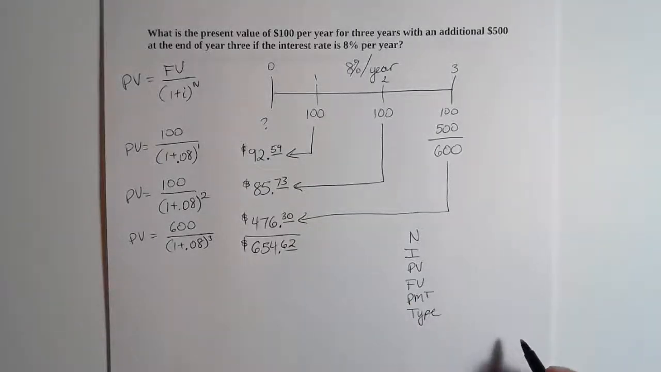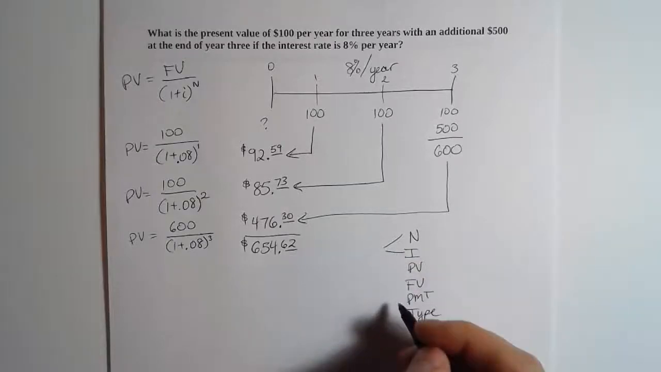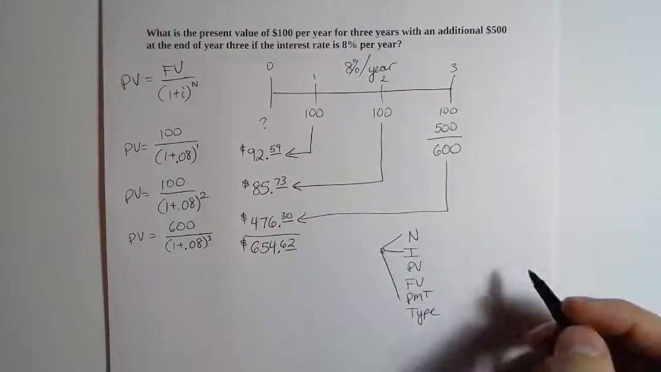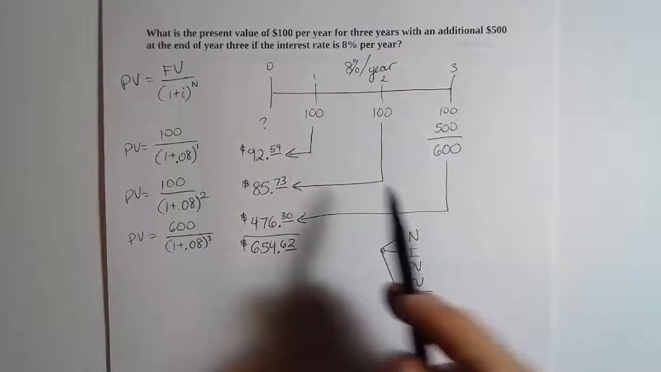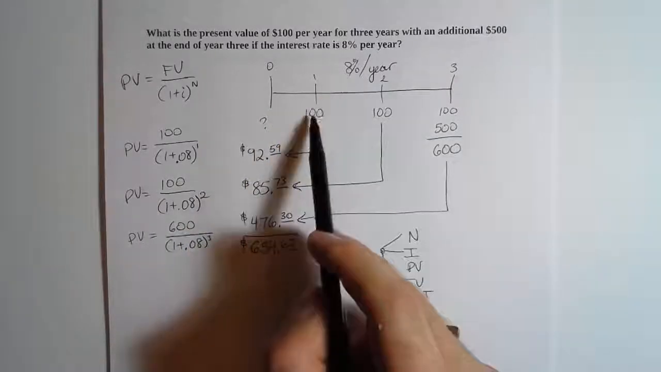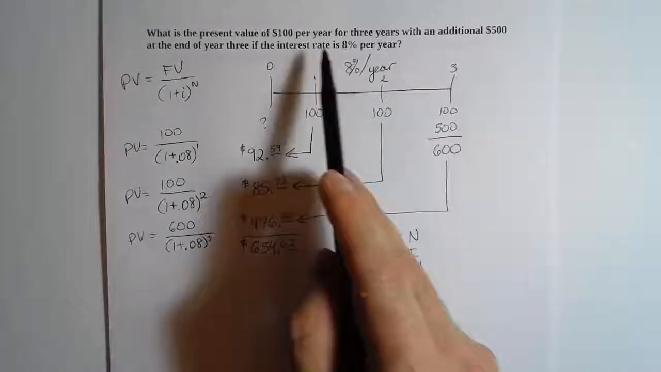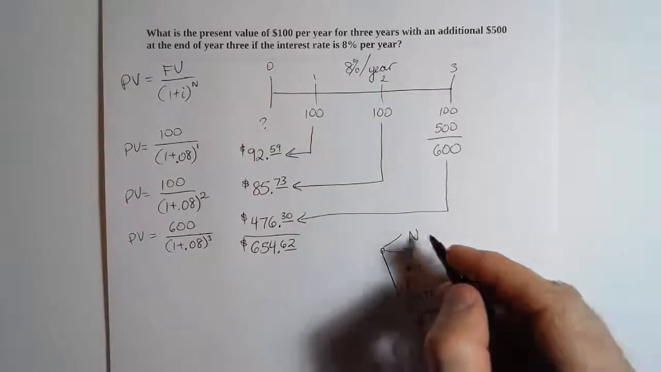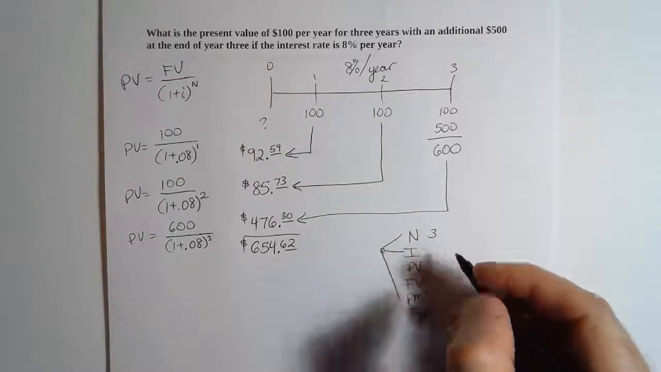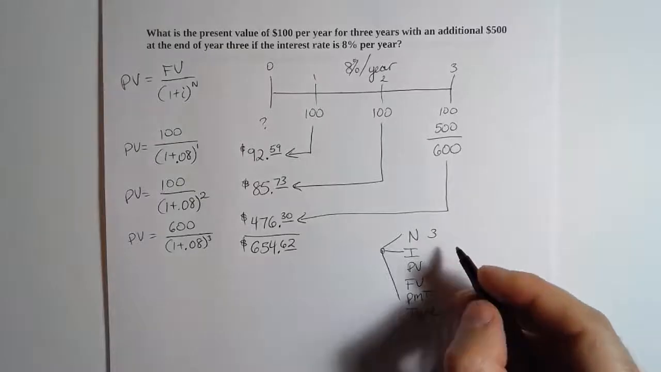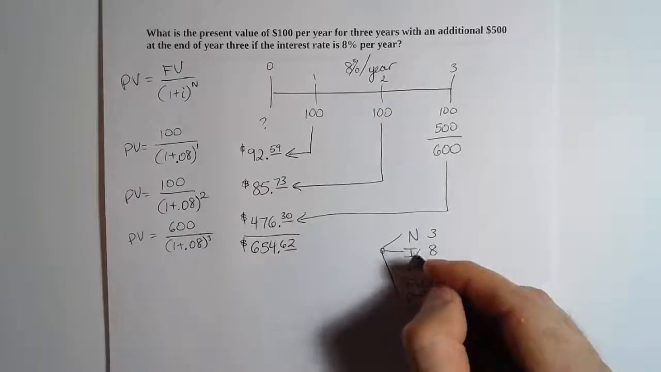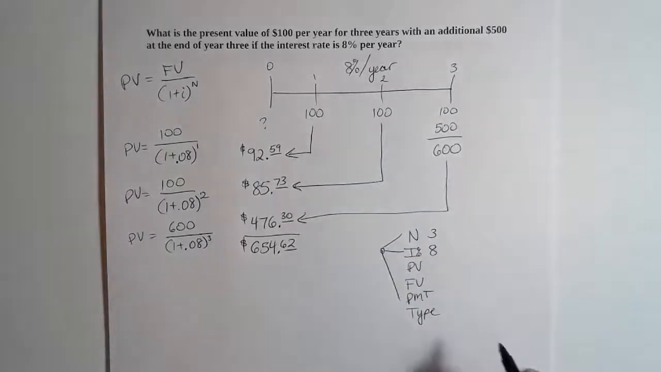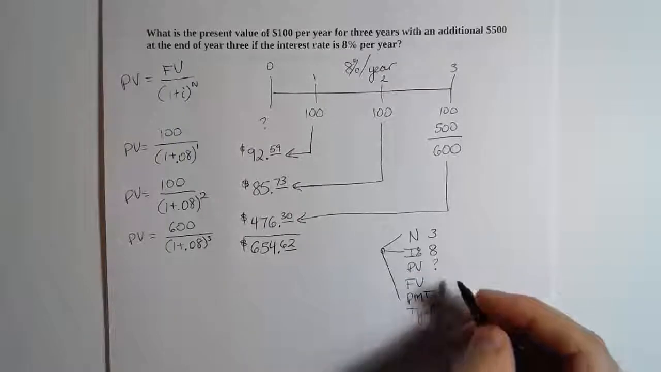So let's go through these. As always, N, I, and payment have to connect to the same period of time. In this case, everything's annual because we're getting $100 per year and the interest rate is 8% per year, so everything's annual. So N needs to be the number of years, which is 3. And I needs to be the interest rate per year, which is 8, because it's looking for it in percentage format. Present value is what we're trying to find.